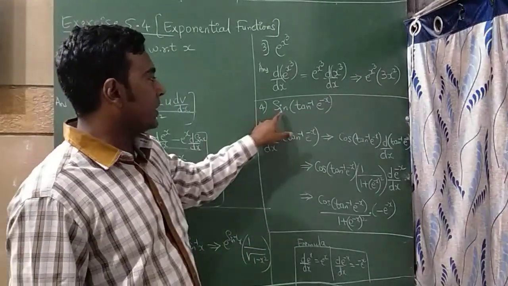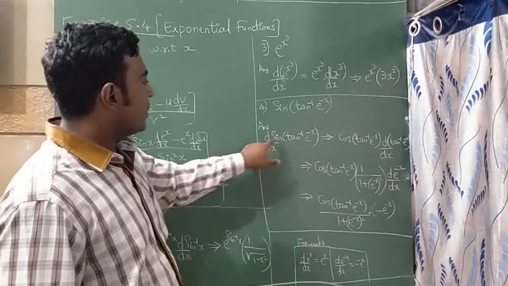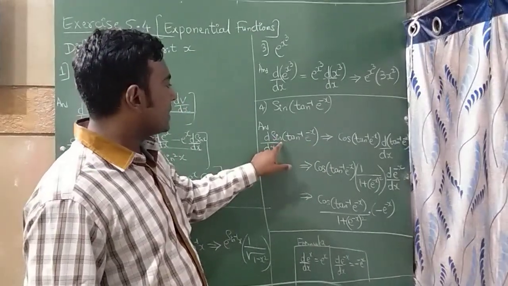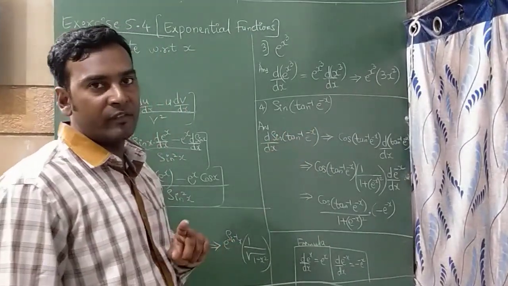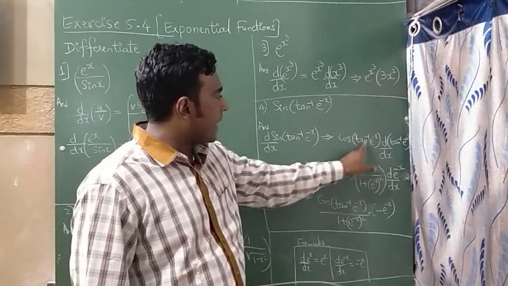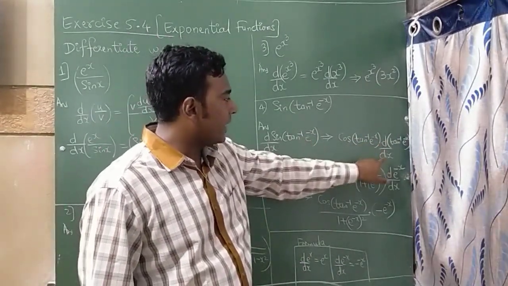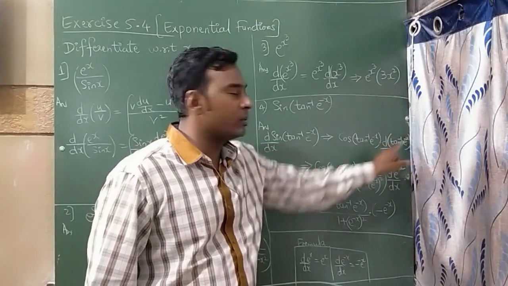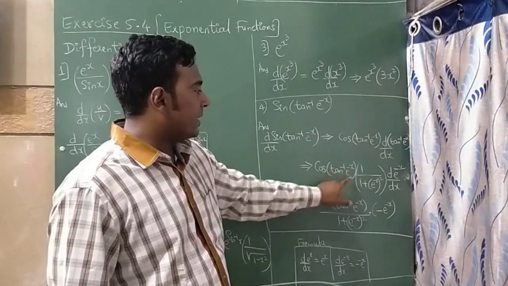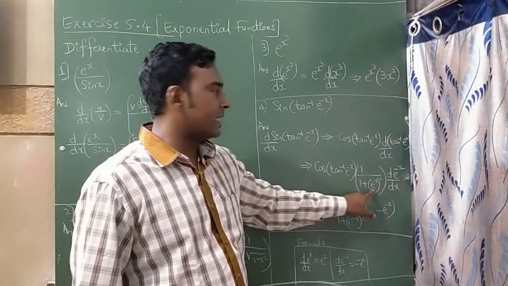Okay, now the fourth question is sin tan inverse of e raised to minus x. So d by dx of sin tan inverse of e raised to minus x means, consider this whole term as one variable. So d by dx of sin is cos. So write this as it is, tan inverse of e raised to minus x. Now since this will become a chain rule, again write d by dx of tan inverse of e raised to minus x. So cos as it is, tan inverse of e raised to minus x as it is, d by dx of tan inverse is 1 divided by 1 plus x square.